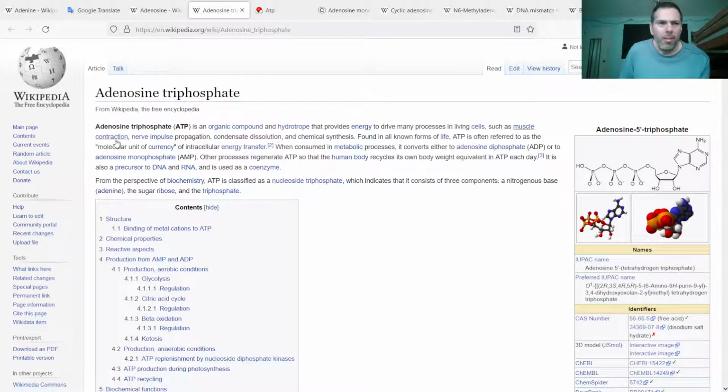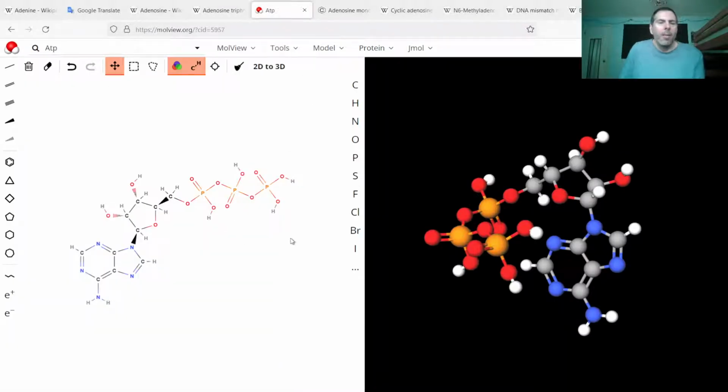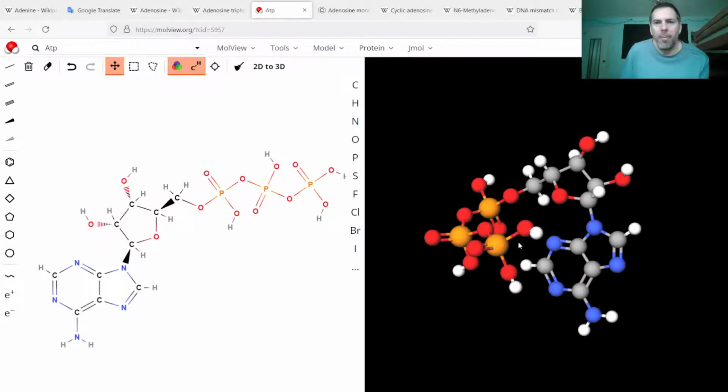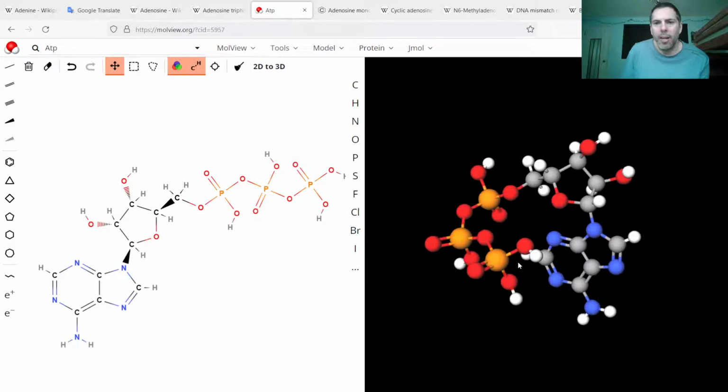And this is ATP. The energy usually comes from glucose or something, and then it gets stored as ATP, which is kind of like the universal energy unit used by the cell. So here's ATP. You can see it here on the right side.